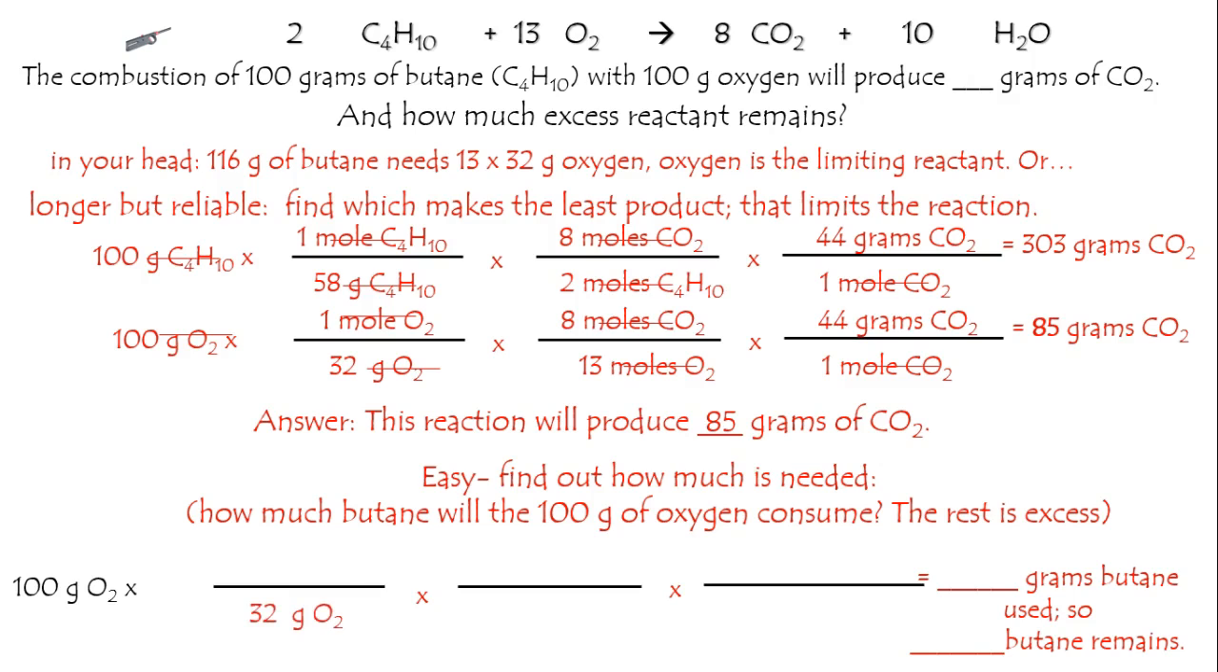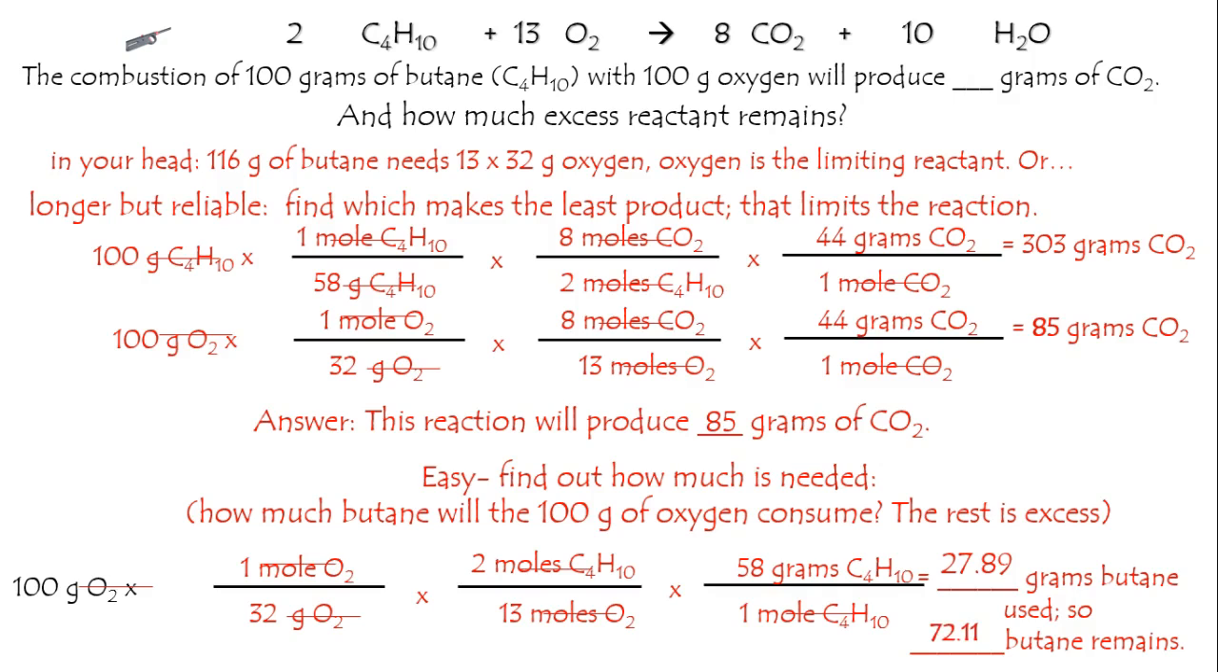32 grams of oxygen is still a mole of oxygen. In this case, the 13 moles of oxygen will only require 2 moles of butane. See it right up there? What's its mass? Same units, top left to bottom right, is 58 grams per mole. The oxygen will consume roughly 28 grams of butane, and the remaining 72 or so grams of butane remains unconsumed.